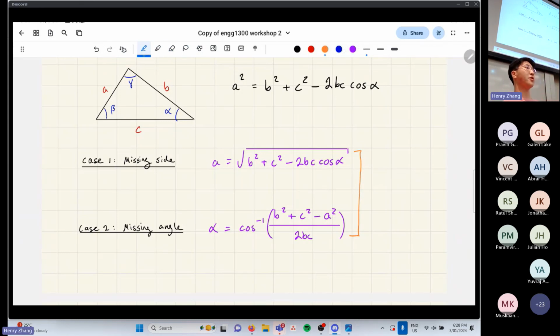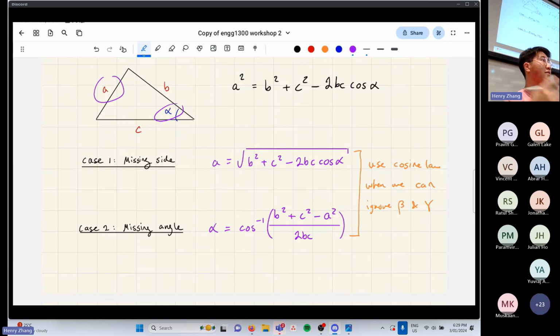All right. So when do we use cosine law and when do we use sine law, right? So we use cosine law when we can ignore two of the angles. So in this case, I wrote beta and gamma, right? So that's when we don't know that and that, right? Now we can work out either this or that. But again, you can assign any side to have whichever Greek letter.